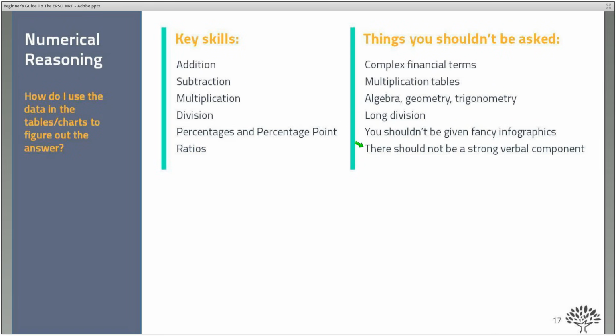And there won't be a strong verbal component. So the question's not going to be along the lines of a train leaves the station at 7:30 and it's travelling across 2 time zones. The understanding that you need to have for your numerical reasoning comes from interpreting the tables and the charts, not so much from interpreting the question. So you might have a sentence or maybe 2 maximum to ask you the question.